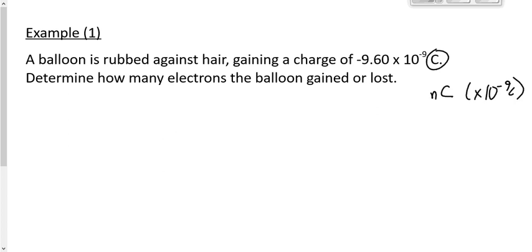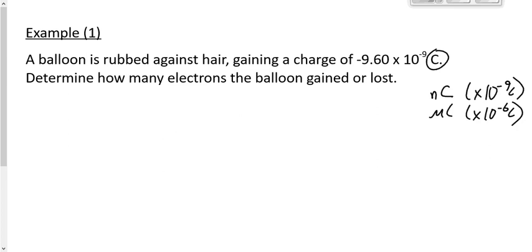So we often see it written as a nanocoulomb, 10 to the minus 9, or a microcoulomb, which is 10 to the minus 6 coulombs. Here they give it to me in coulombs, but they could have easily said -9.6 nanocoulombs, and you would have had to convert that, right? How many electrons has the balloon gained or lost?